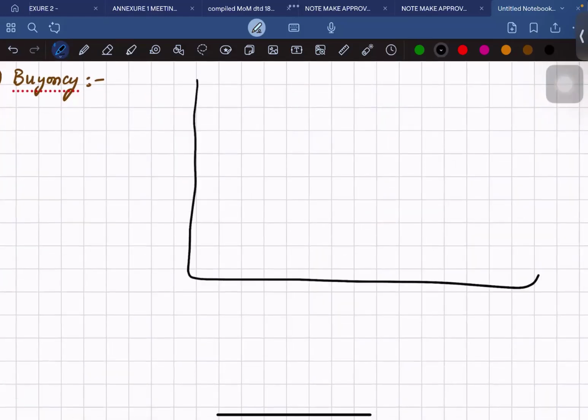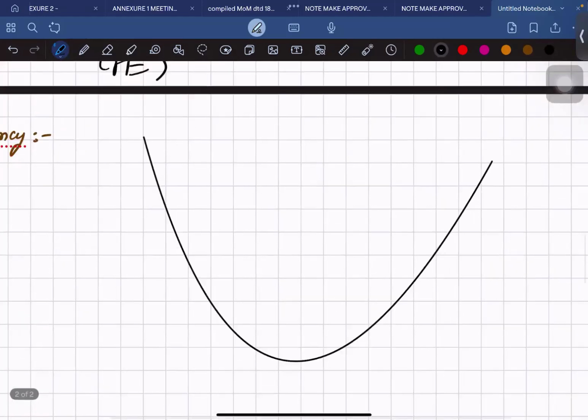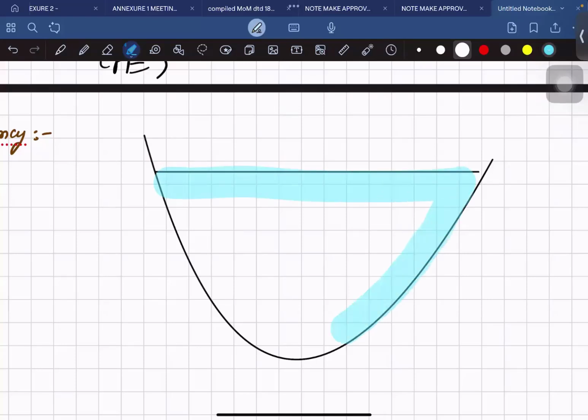Let us take a big swimming pool. Not an issue, it is a pond. Let me take a pond, and this is the top surface of the pond, and the pond is filled with water like this. This is the pond.